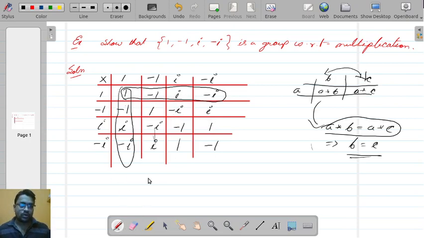From this table, let us name this set G. Let G equal {1, -1, i, -i}.